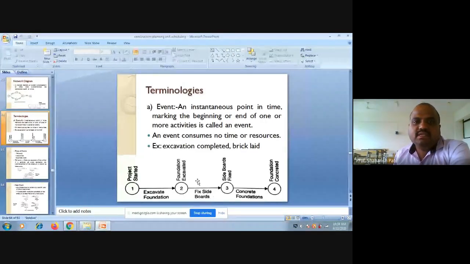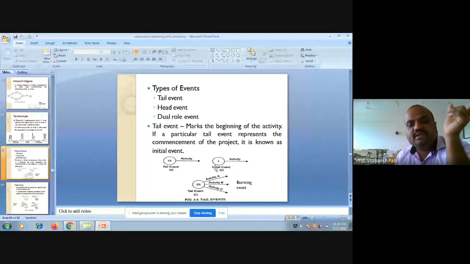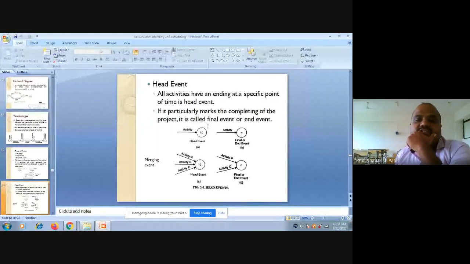Basically, there are three types of events: a tail event, a head event, and a dual role event. If the event is before an activity, it is called a tail event, like this. And if my event is the first event of that particular project, then this becomes an initial event. And if there are multiple activities emerging out of this particular tail event, it's called a bursting event. Similarly, a head event is that particular event which exists at the head of this particular arrow. So this is a head event.